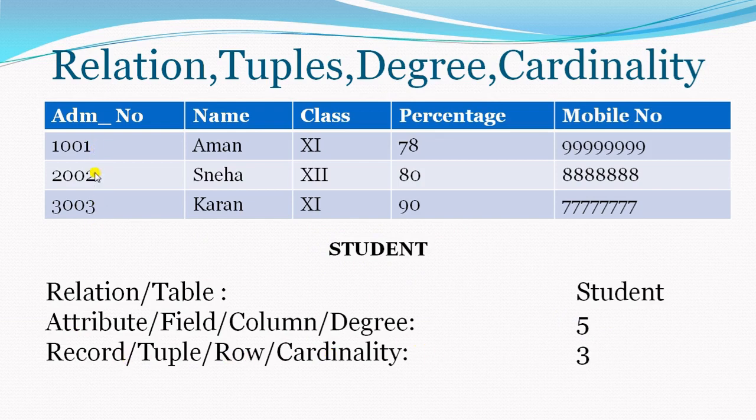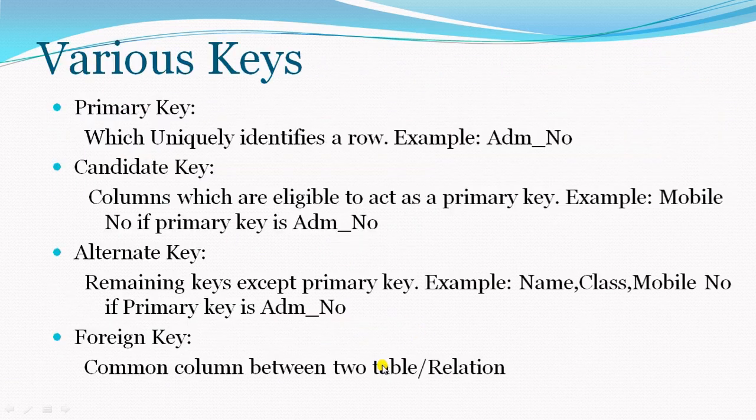In the same way, record, tuple, row, cardinality: these are only rows. So how many rows are there? 1 2 3. Please look very carefully at this example because the next slides will depend on this data. How many records do we have? 3. How many tuples? 3. How many rows? 3 only, and cardinality also 3. So the table name is termed the relation, the columns are termed the degree, and the rows are termed the cardinality. Okay, let's go.